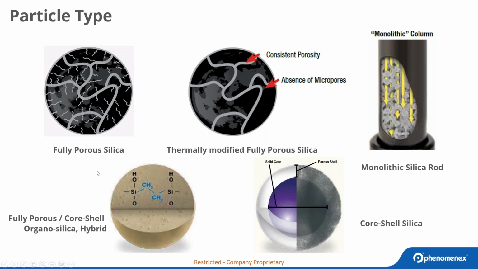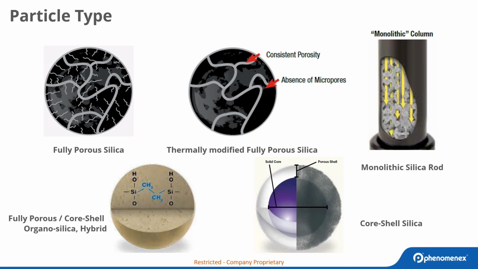Going on to this, there are different advantages and disadvantages of each of the different particle types, right? One of the main differences between pore shell and fully porous is the mass transfer terms of the two different particle types. With fully porous particles, these don't optimize or favor fast kinetics. And this is due to the resistance of mass transfer and band broadening can occur in a fully porous particle compared to pore shell particles where there is less resistance to mass transfer.